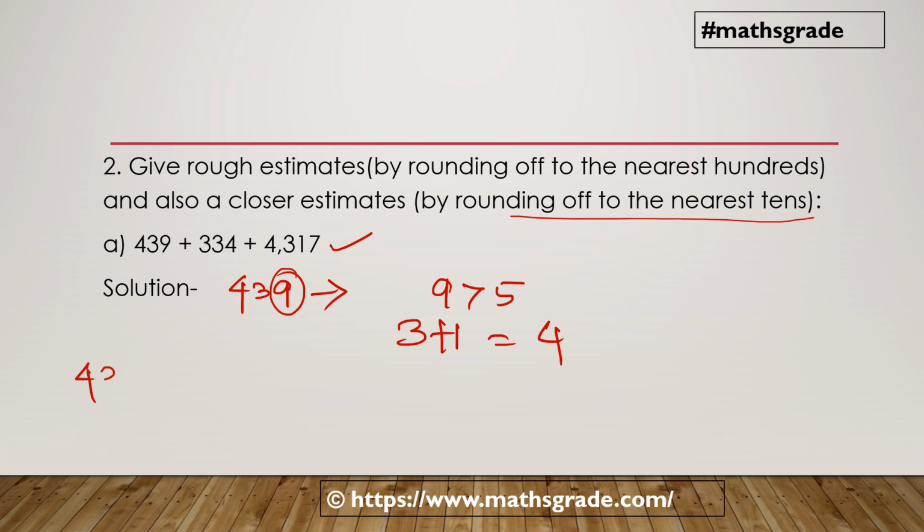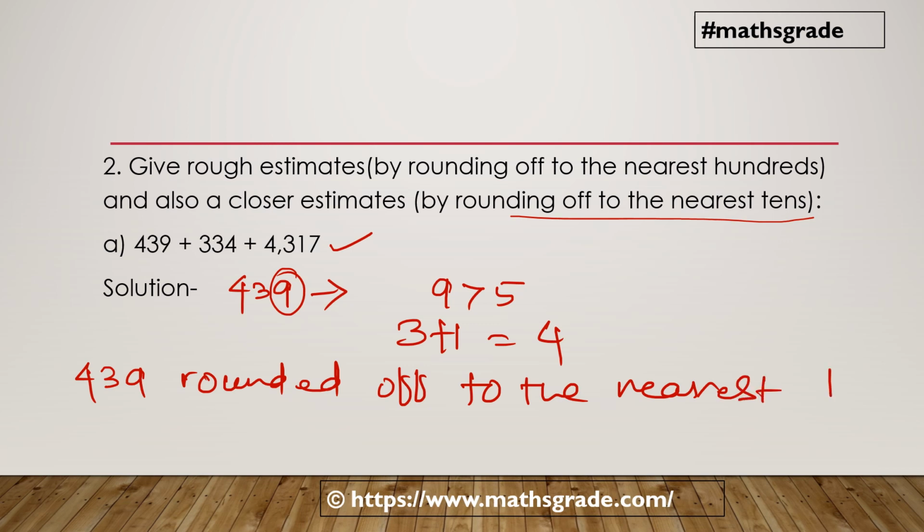That is 9 changes to 0. So 439 rounded off to the nearest 10 is 440.